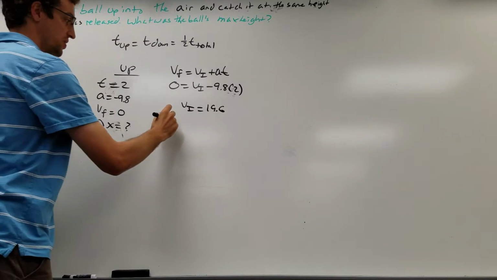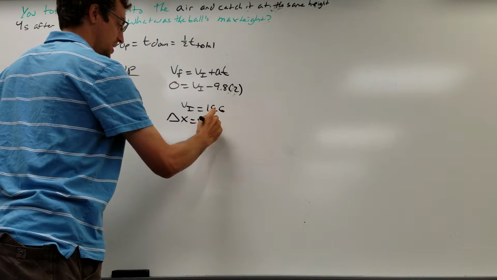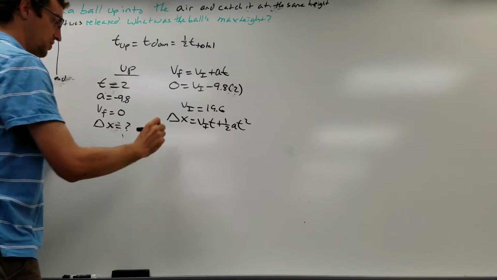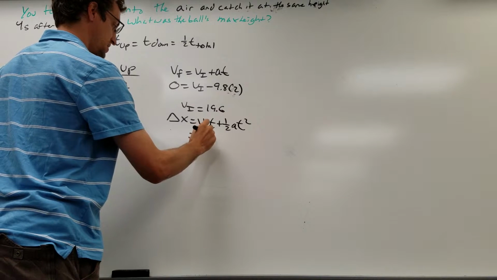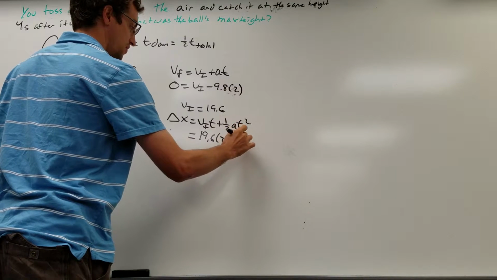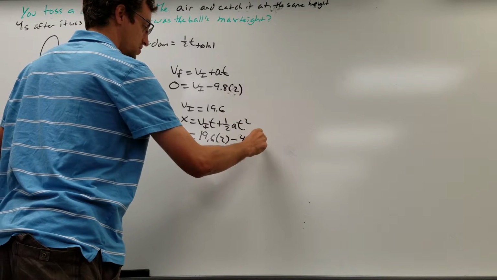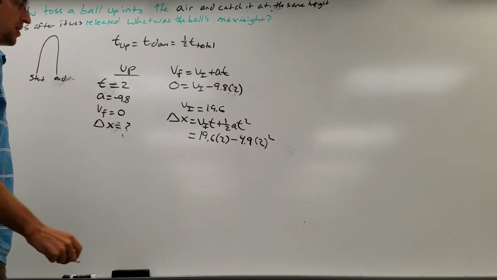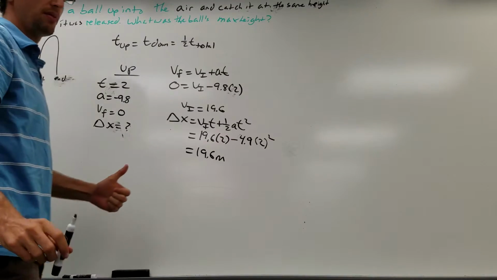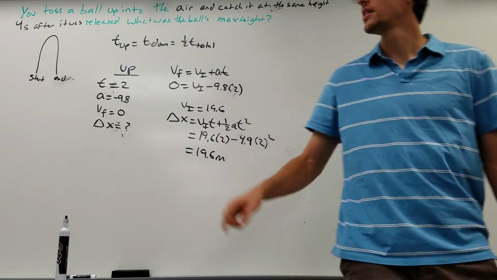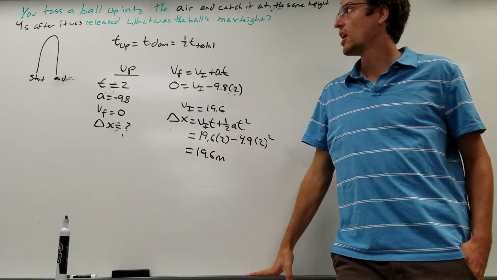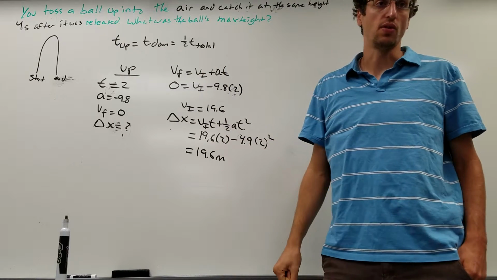With that, now I can use change in x equals V initial times T plus 1/2 AT squared. It's going to be equal to 19.6 times 2 minus 4.9 times 2 squared. This comes out to be 19.6 meters. All right, so that's a symmetry problem. Symmetry, again, just means that it starts and ends at the same height. Start height equals end height. And that tells us that the time up equals the time down equals half the total time.